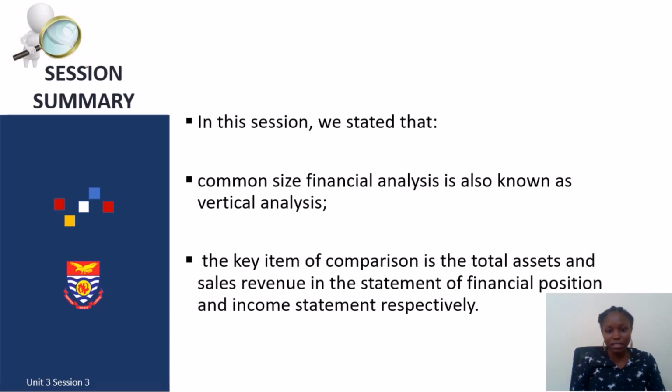In this session, we stated that common size financial analysis is also known as vertical analysis, and that the key items of comparison used in this type of analysis are the total assets, the sales revenue, and the total liabilities. Specifically, for the statement of financial position, you have the total assets and the total liabilities as key items of comparison. With respect to the income statement, we have the sales revenue as the key item used for comparison.